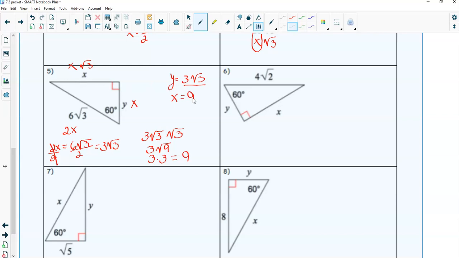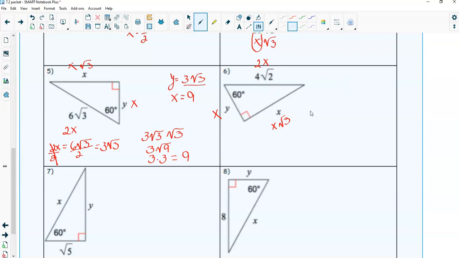So the long leg is 9. Okay? Moving on to number 6. Remember the short leg is x, and then the hypotenuse is twice the short leg, and the long leg is whatever the short leg times the square root of 3. See, if you keep repeating that to yourself as you do the problems, this becomes real easy and you get used to having this done pretty simple.